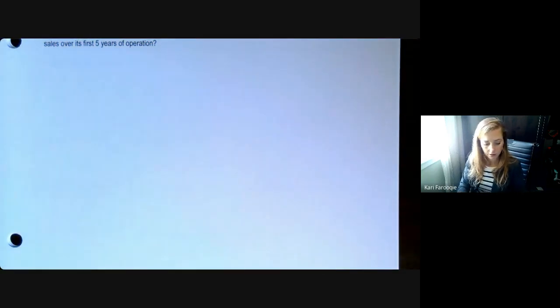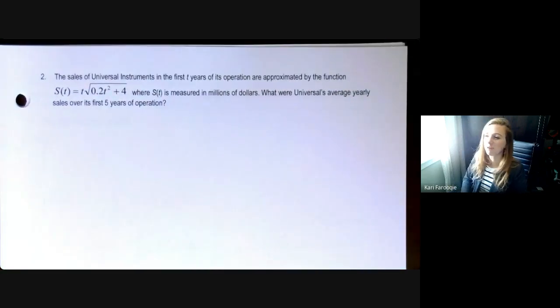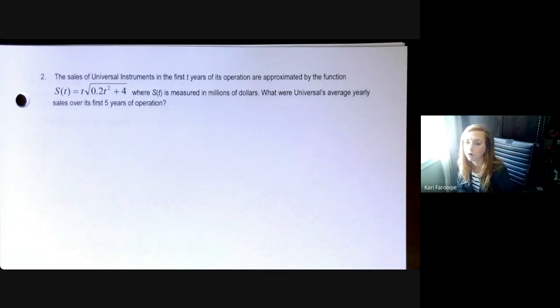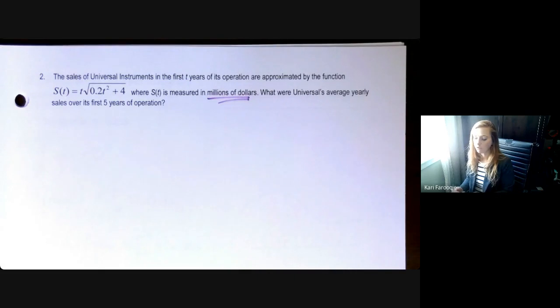So that's average value. We have one more problem to do, and then we're out of here. The sales of Universal Instruments in the first t years of its operation are approximated by the function s of t equals t times the square root of 0.2 t squared plus 4, where s of t is measured in millions of dollars. That's important. What were Universal's average yearly sales over its first 5 years?